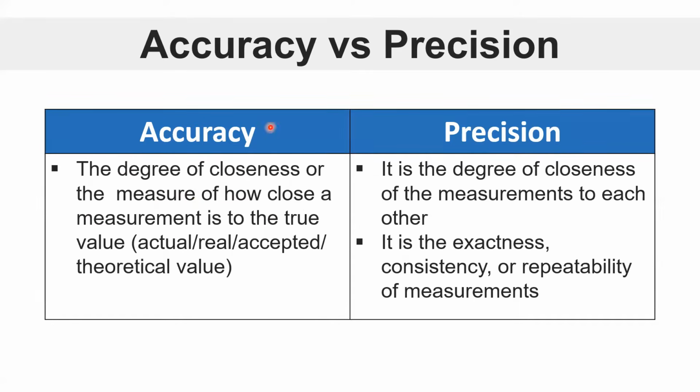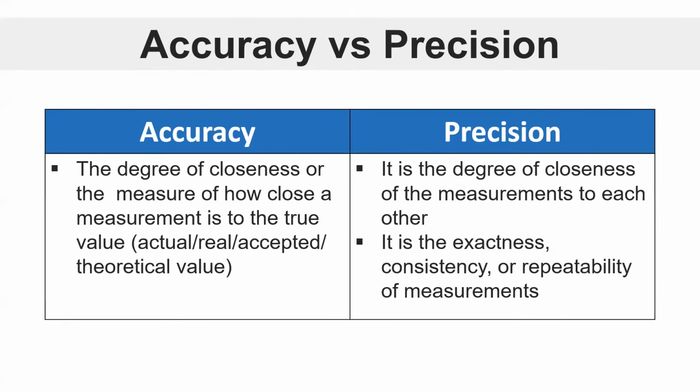is the measure of accuracy. And on the other hand, yung precision naman natin, it is defined as the degree of closeness of the measurements to each other. So, it is the exactness, the consistency, or repeatability of measurement. So, precision is how similar your measurements are. Katulad nung kanina, di ba, dun sa simple activity natin, precision is how similar are your drawn circles to each other. So, here, precision is how similar are your measurements.